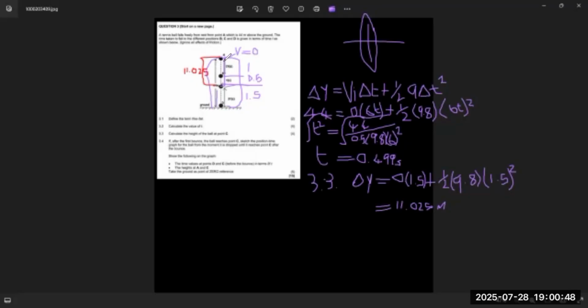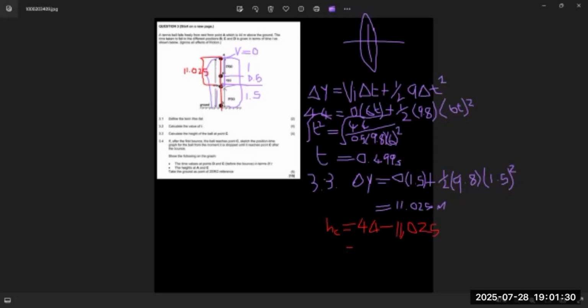So from A to D, we all know that it's 44 meters. Now, from A to C, we get 11.025. So the height at point C will then be equal to 44 minus 11.025.